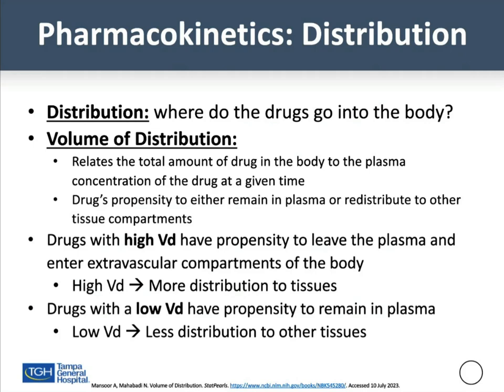So we compare and contrast drugs that have high volumes of distribution versus low volumes of distribution. If you have a drug that has a high volume of distribution, it's going to go into the tissues more readily, versus those with low volumes of distribution, which are going to distribute a bit less to the tissues and stay more in the plasma space.